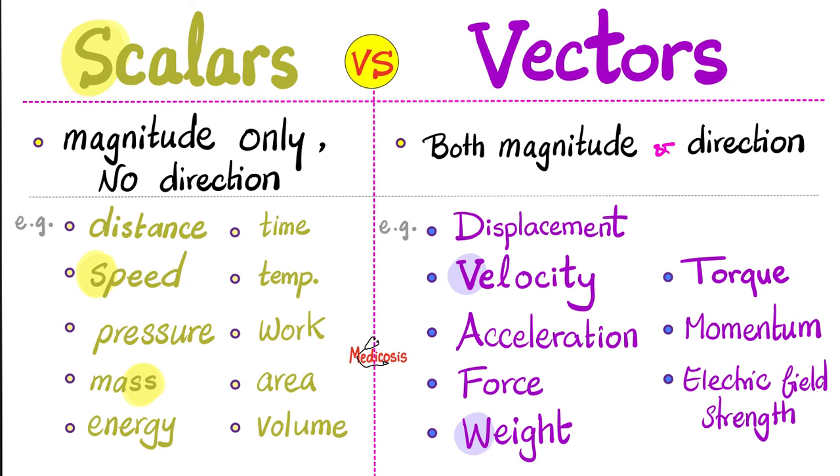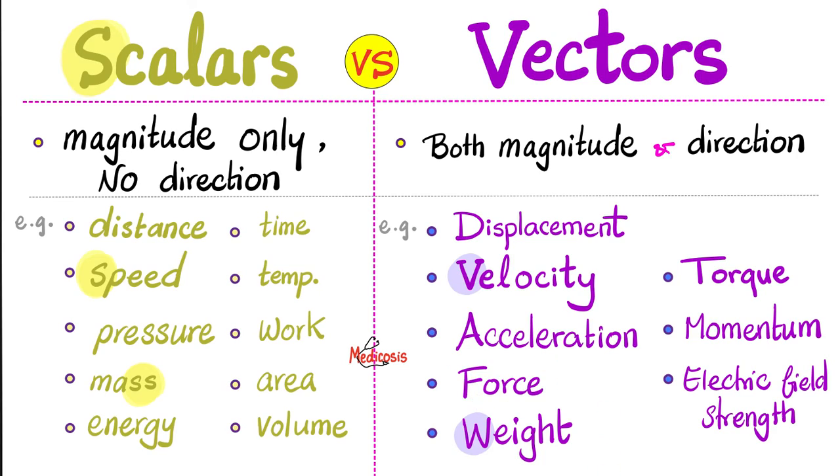Scalars versus vectors. What is a scalar? It's a physical quantity that has a magnitude only but no direction. How about vectors? Physical quantities that have both a magnitude and a direction. Distance is a scalar, but displacement is a vector. Speed is a scalar, but velocity is a vector. Mass is a scalar, but weight is a vector because weight is dependent on gravity, which is always trying to pull you downwards towards the center of the earth. So it has a direction.